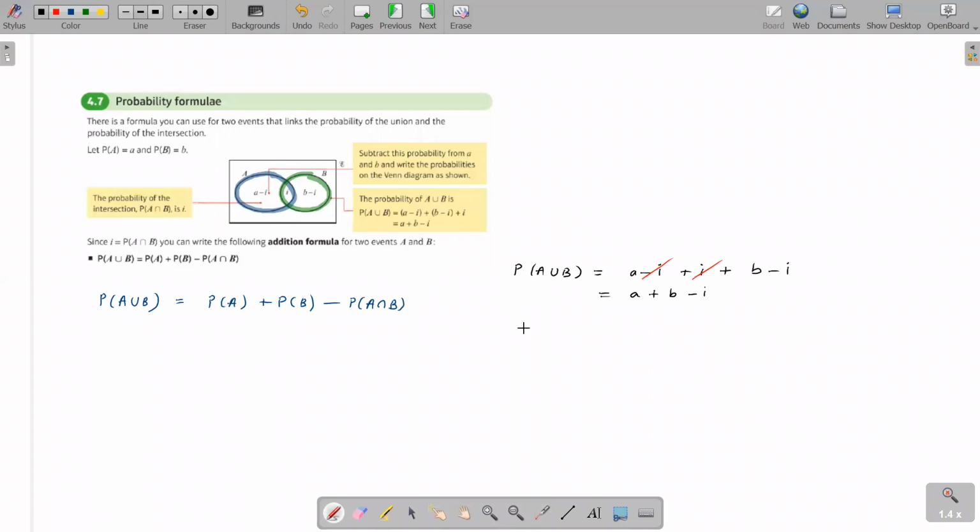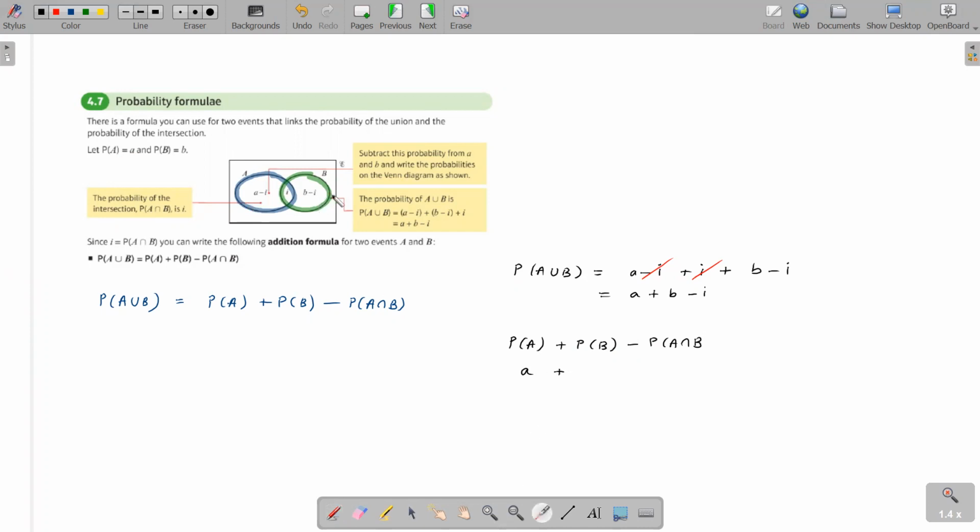Shall we check the other side as well? I just got the answer for the left side. Let's get the answer for the right side also: PA plus PB minus P of A intersection B. Let's see if this works. What's the probability of A, guys? Probability of A means the entire blue circle. The entire blue circle is A minus I plus I, which is just A.